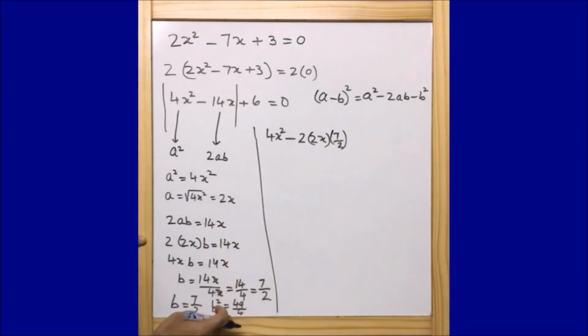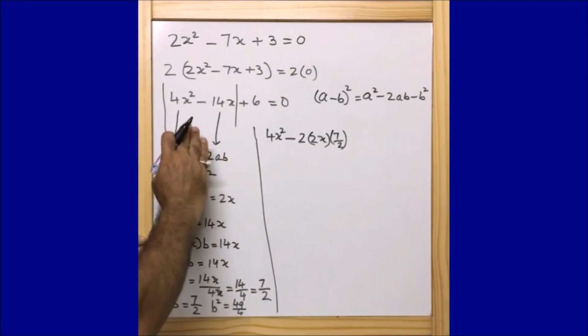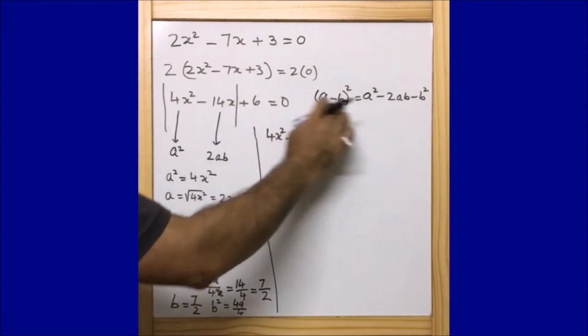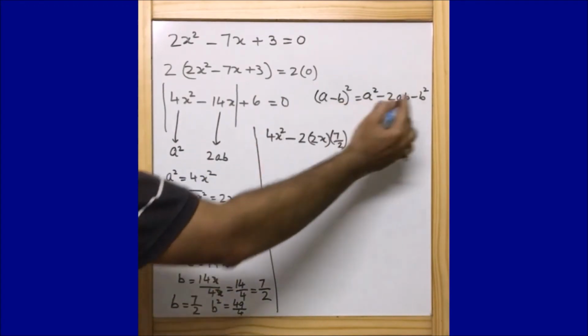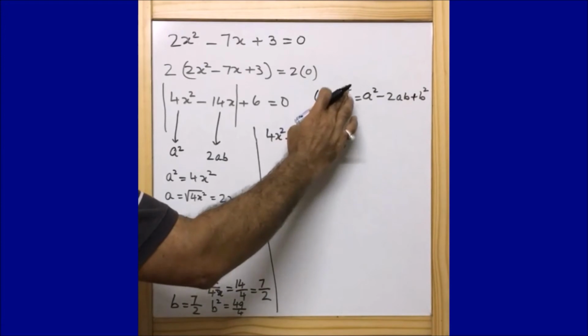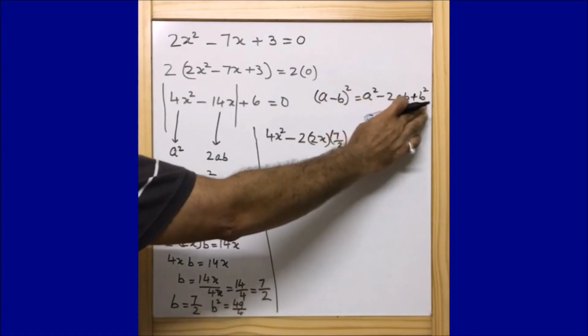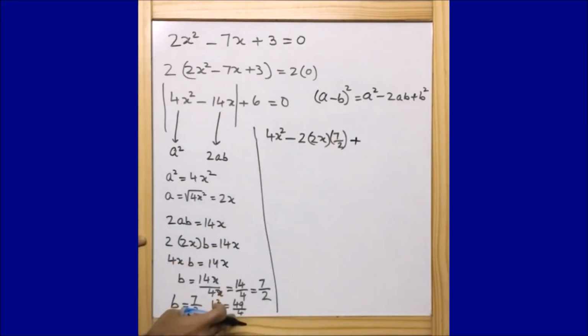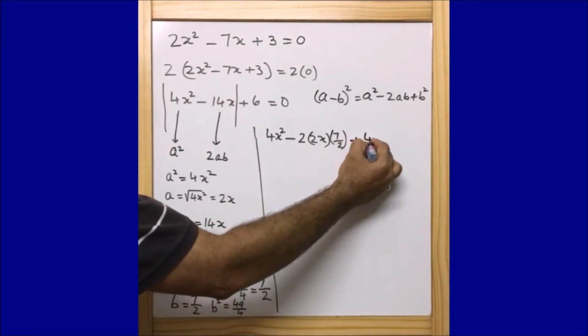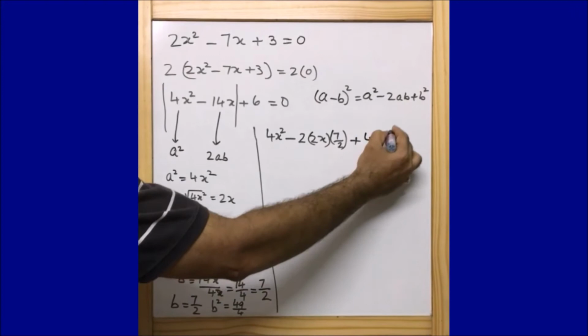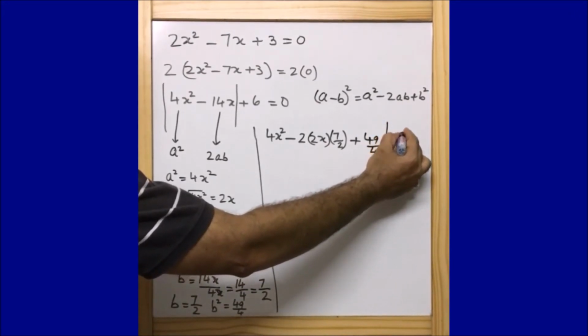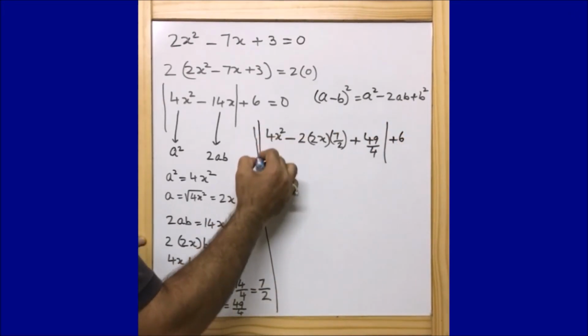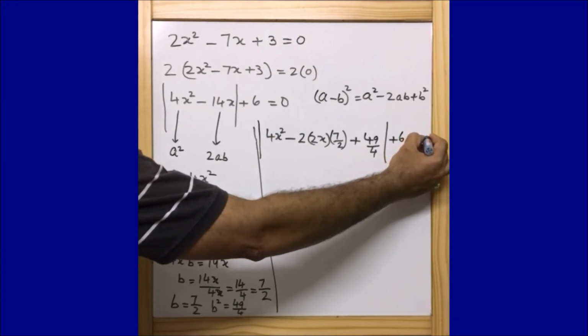And here b square, because our main aim here is to make this equation in the form a square minus 2ab plus b square, because a minus b whole square is nothing but a square minus 2ab plus b square. So I will write b square as 49 by 4, and here we already kept intact 6, that is equal to 0.